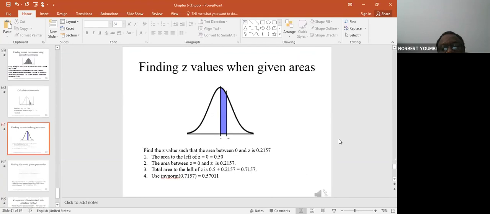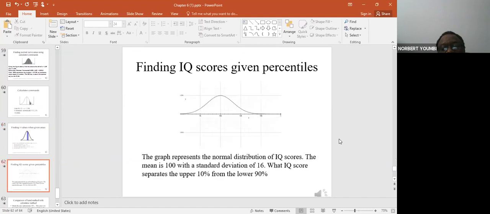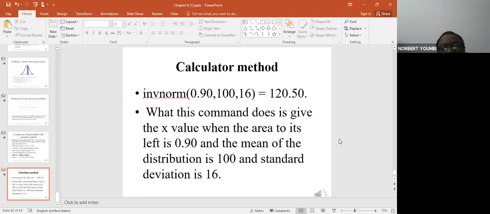So these are instructions on how to use the calculator and how to find the Z value. So we are done with chapter 6. You can do the homework, and if you have questions, send me an email.